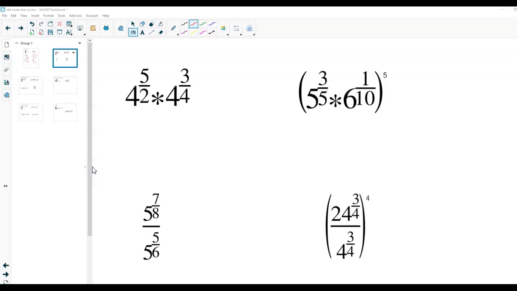So the first one's pretty straightforward. We have the same base, which means when we multiply, we're adding exponents. Okay? Same base of 4 means my answer is going to be 4 to the something. Now, how do I add my exponents? 5 over 2 plus 3/4. I've got to get a common denominator. If I multiply the top and the bottom by 2 over 2, I get to 10/4 plus 3/4, which is 13/4.